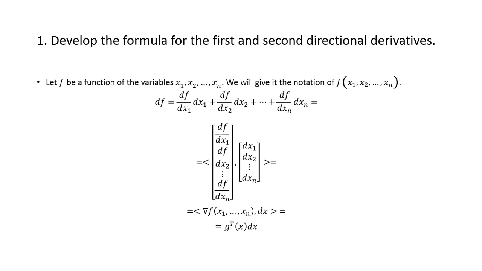This sum can be written as an inner product of two vectors, where the first vector will be the derivative of f by each element, and the second vector will be the differential of each element. So the left vector of the inner product can also be written as the gradient of f, and the right element can be the differential of the vector x. By the definition of the inner product, we can also write it as the gradient transpose multiplied by the differential of x. The gradient will be annotated as g.